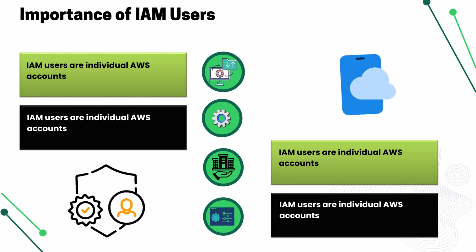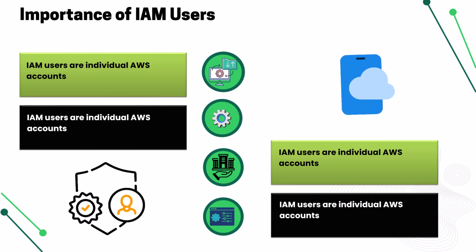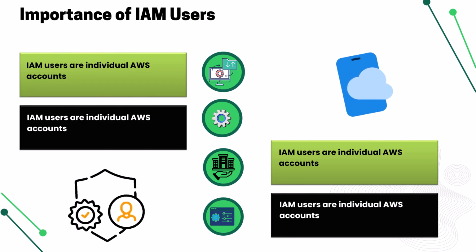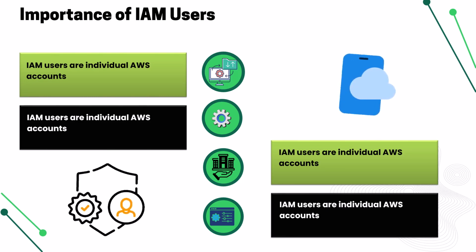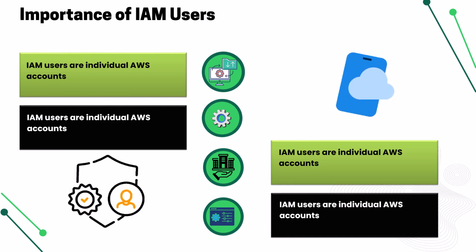IAM users are like employees in a company. You wouldn't give everyone admin access, right? IAM lets us create users with specific permissions, ensuring that Bob from marketing doesn't accidentally shut down the entire AWS infrastructure. We need order, and IAM helps us achieve that.